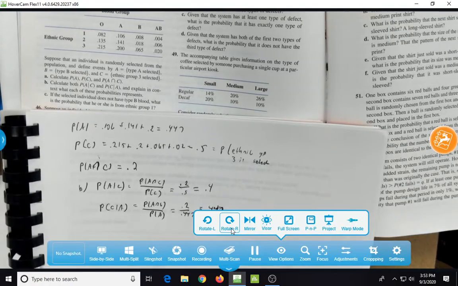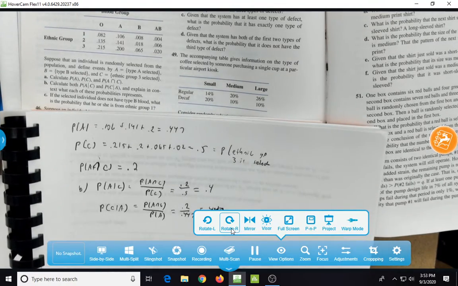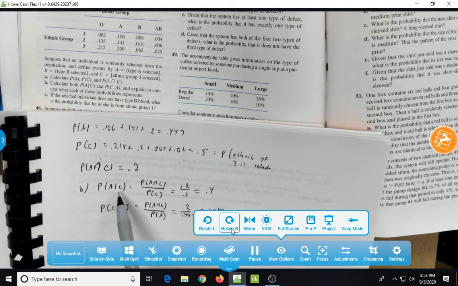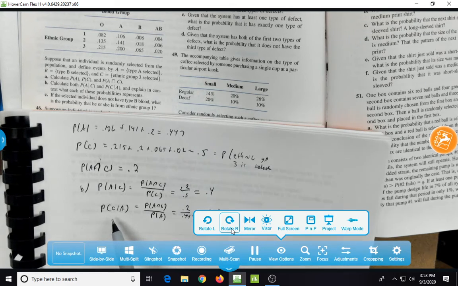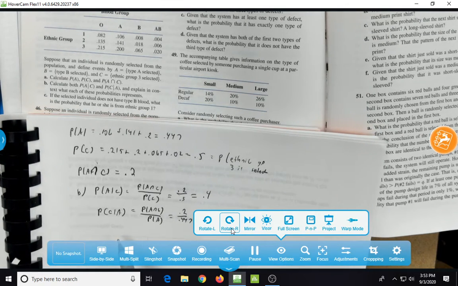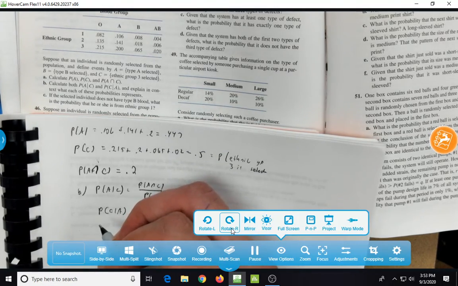All right, so let's explain what these contexts mean. The first one is, given someone from ethnic group 3, what's the probability that they have type A blood? Whereas this one is, given somebody with type A blood, what's the probability they're from ethnic group C? So finally, let's look at the last one, and that's part C.